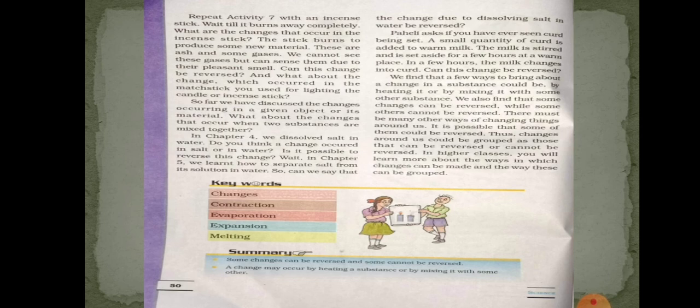So far, we have discussed the changes occurring in a given object or its material. What about the changes that occur when two substances are mixed together? We dissolved salt in water. Do you think a change occurred in salt or in water? Is it possible to reverse this change? In chapter 5, we learned how to separate the salt from its solution in water. So, can we say that the change due to dissolving salt in water can be reversed?